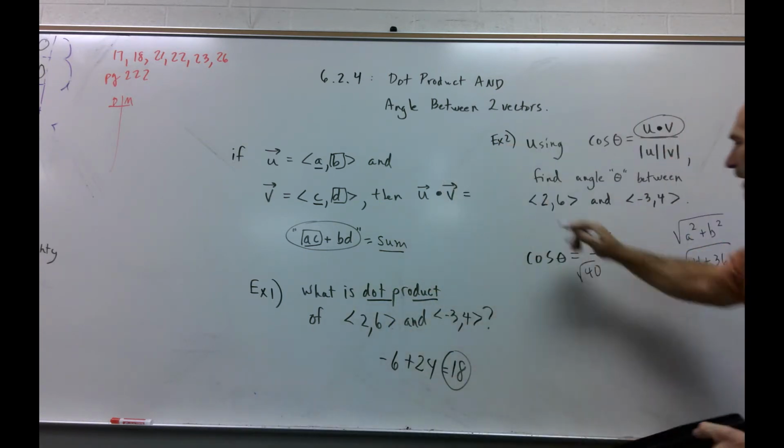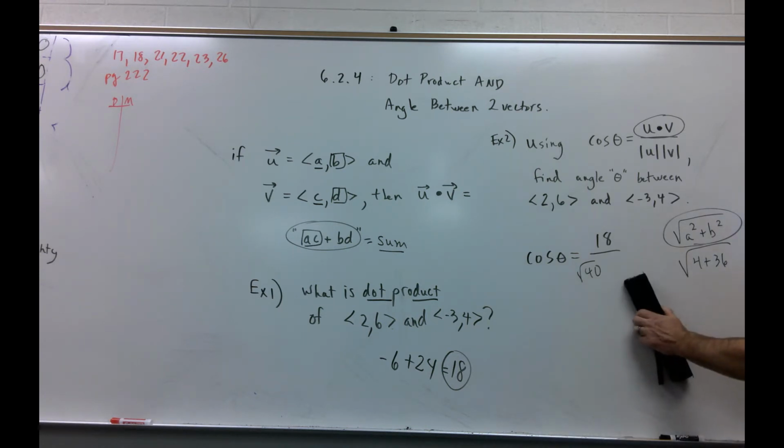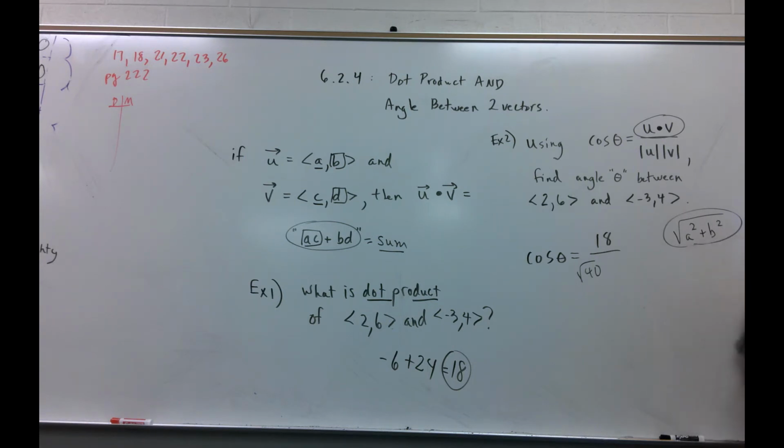By the way, if I confused you, 2, 6 would be 1, 2, 1, 2, 3, 4, 5, 6. And there's the vector. So we've just found a squared plus b squared equals c squared. That's what this formula is really doing. We're just finding the hypotenuse, or the length of the vector, or the magnitude. So with that being said, we got the square root of 40 for that one.